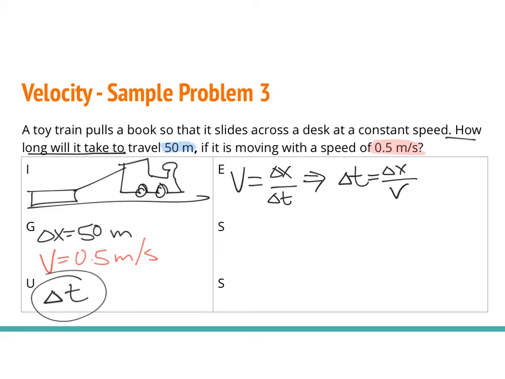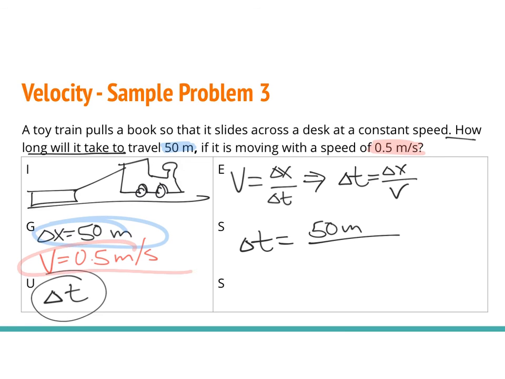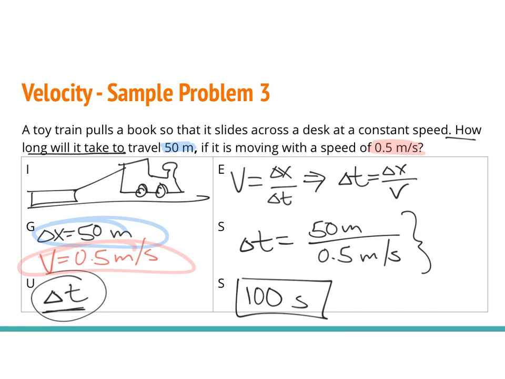And now we can just substitute numbers in. We leave delta t alone because it's what we're solving for. And for delta x, we're going to plug in 50 meters. So I'm going to put 50 meters here on top. And for velocity on the bottom, we have 0.5. So I'm going to put 0.5 meters per second on the bottom. Now you plug this into a calculator. 50 divided by 0.5, which is 100, and we're looking at time, so that is 100 seconds.